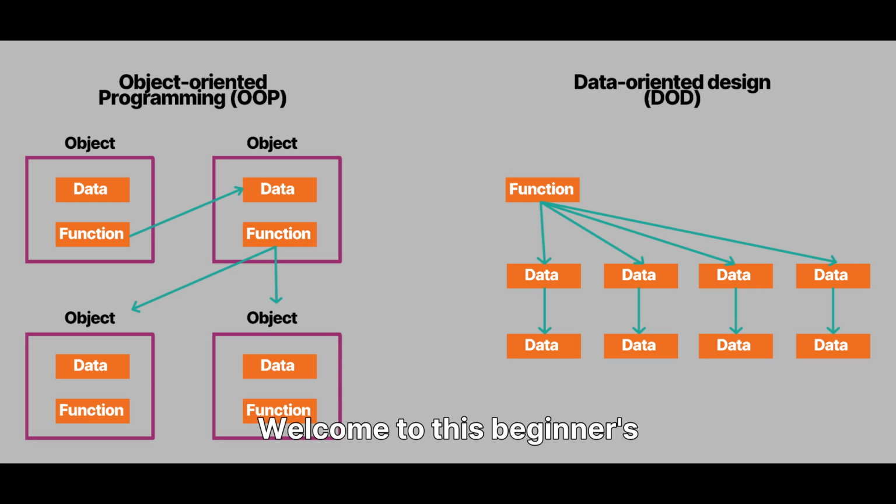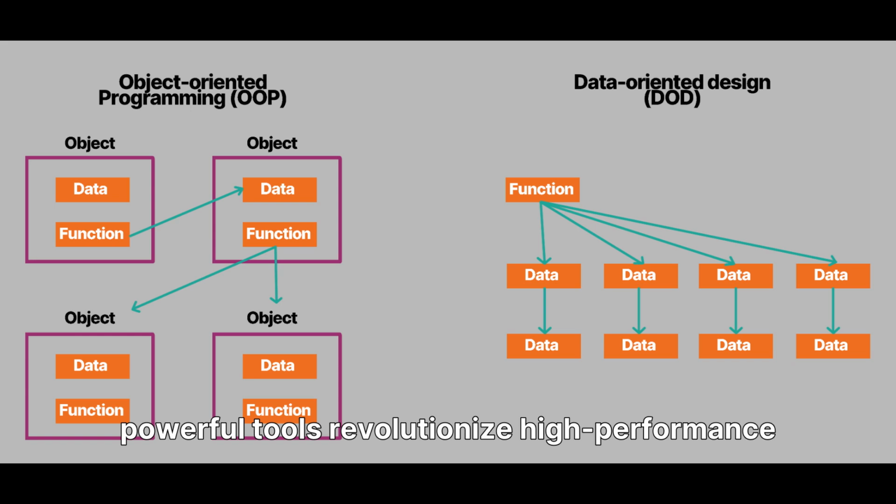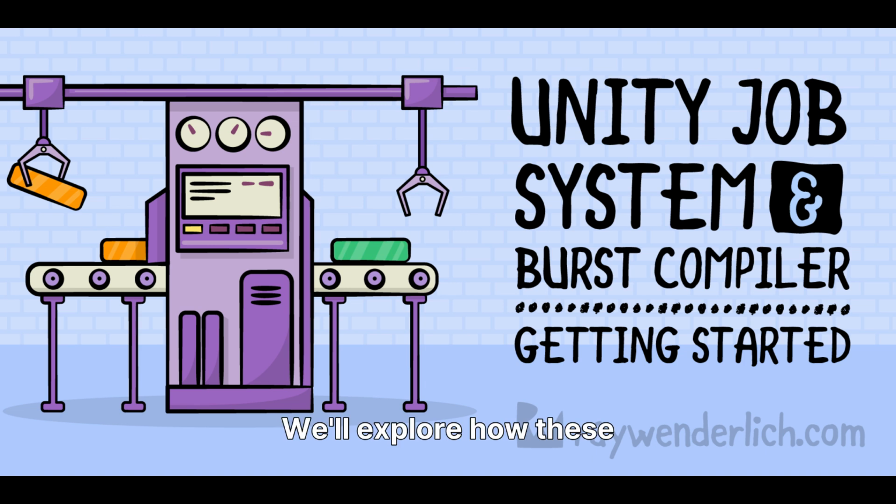Welcome to this beginner's guide to Unity's Entity Component System, ECS, and the data-oriented technology stack, DOTS. We'll explore how these powerful tools revolutionize high-performance game development, including the Burst compiler and C# job system. They emphasize performance and scalability, enabling more ambitious and complex game worlds than ever before.